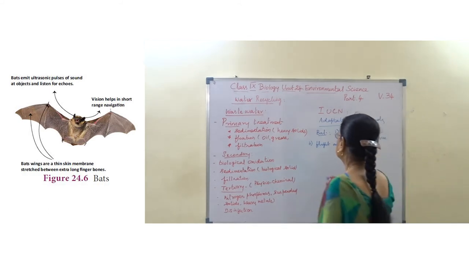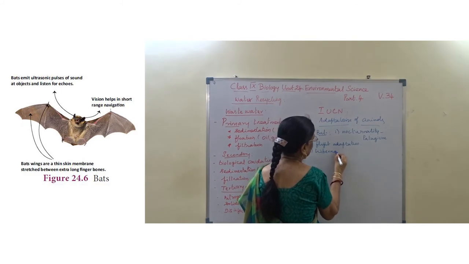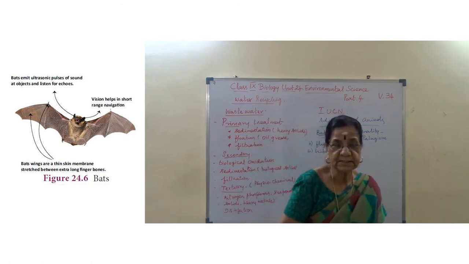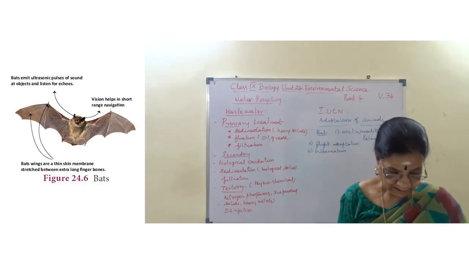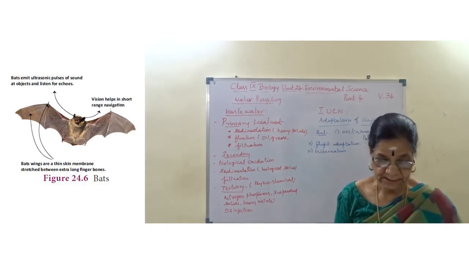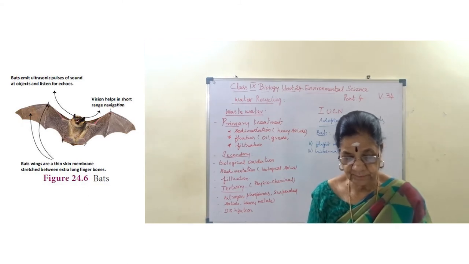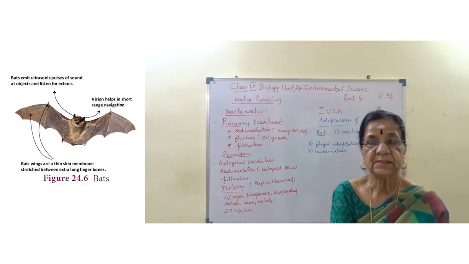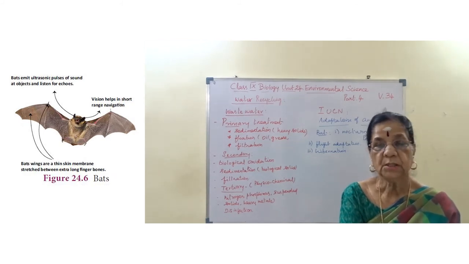Then the third one is hibernation. We come across two terms: hibernation, winter sleep, and estivation, summer sleep. Hibernation is a state of inactivity in which body temperature is lowered with a lowered metabolic rate during winter. I repeat, hibernation is a state of inactivity in which the body temperature drops with the lowered metabolic rate during winter.